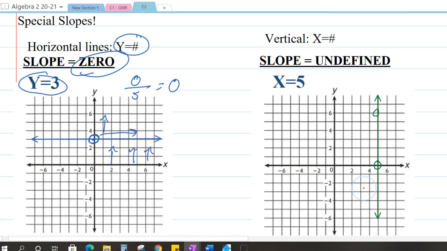Now here, my slope is undefined. And this is the reason. If I'm rising some number, which I am, I'm going up. So if I'm rising some number, but I'm not running left or right, so my run is 0, 3/0. Any number divided by 0 is always going to be undefined. So for vertical lines, my slope is undefined. For horizontal lines, my slope is 0.